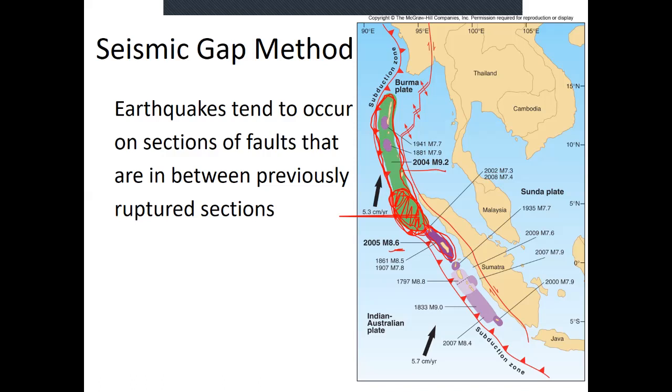It happened on December 26th, 2004, a magnitude 9.2 earthquake. It was the second largest earthquake we've ever recorded, and it triggered the 2004 Indian Ocean tsunami, which was extremely devastating. It was the most lethal natural disaster in modern history, killing around 250,000 people.